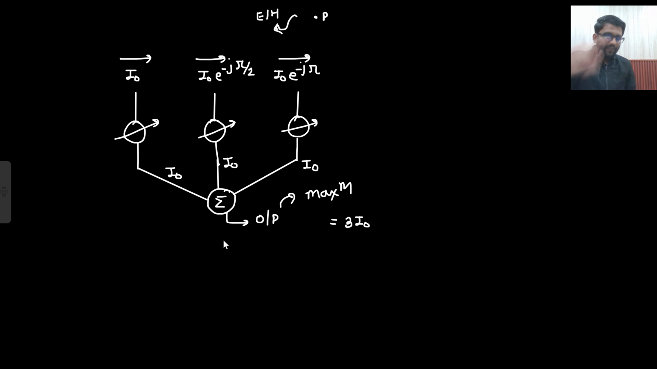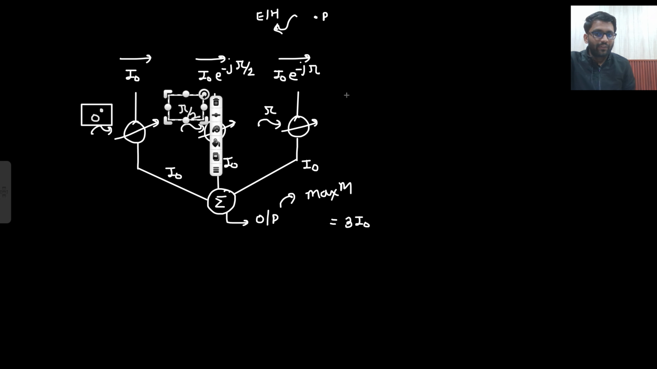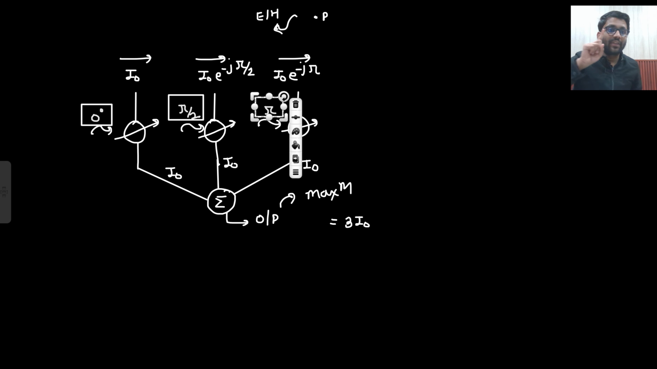From this one, if you need I naught, that means this phase shifter should give you 0 degree phase shift. From here, if you need I naught, that means this phase shifter should provide you pi by 2 phase shift. And if you need I naught from here, that means this phase shifter should provide you pi phase shift. So the phase shifters should provide 0 degree phase shift, pi by 2 phase shift and pi phase shift. If the question had asked what are the phases of the current because of this E and H, then the answer would have been 0, minus pi by 2 and minus pi. But what they are asking is the phases that need to be applied by the phase shifter.